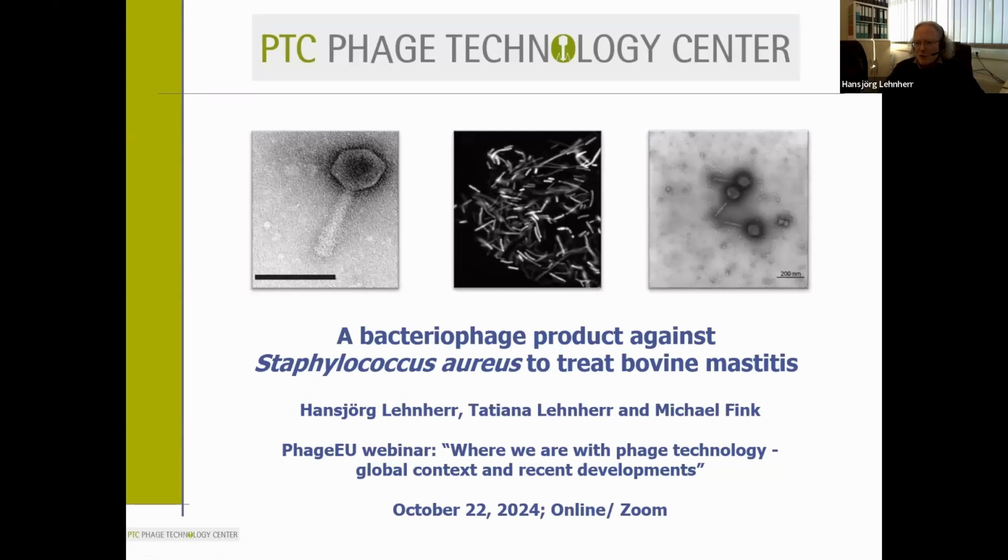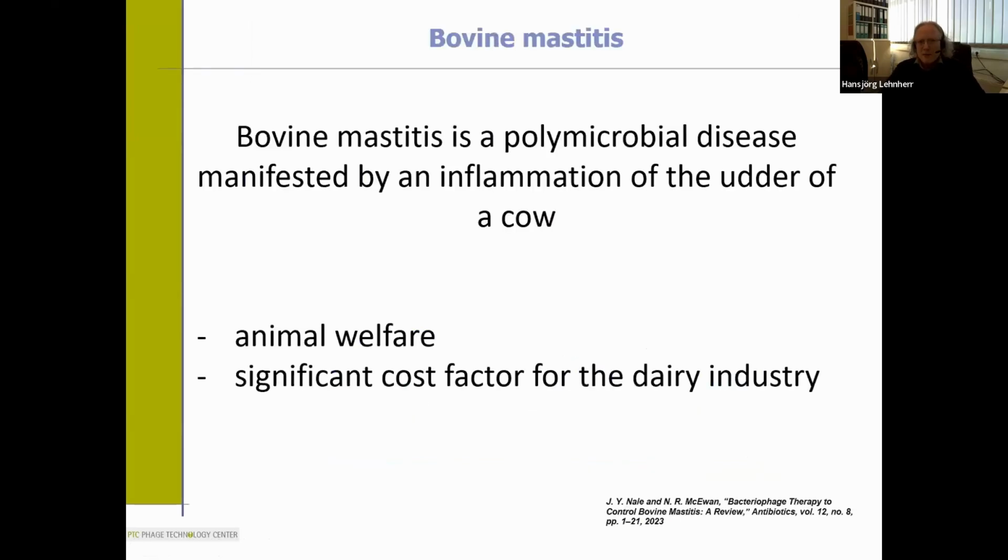And I assume most in the audience are not trained veterinarians. So I'm trying to give you a quick introduction to what bovine mastitis is. As a definition, bovine mastitis is a polymicrobial disease that manifests as an inflammation of the udder. Now, for the cow, such an inflammation is very painful. And mastitis is very common, and so it has a significant effect on dairy farming.